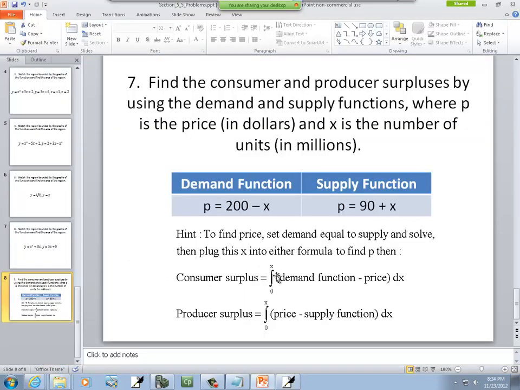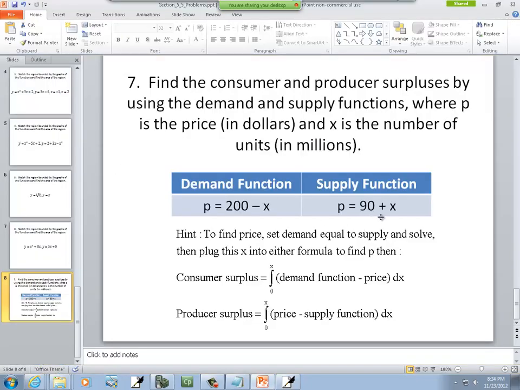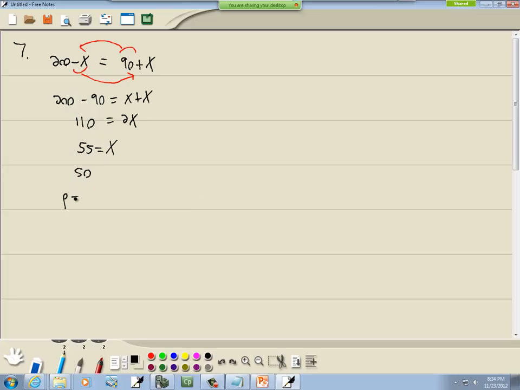Now that X we just found there is also what we're going to plug in the integration here. See the X for the upper limit? That's what we're going to put there. This is 55. And, okay. So then it says plug this into either formula to find P. Well, I'll choose this one, 90 plus X. So P is equal to 90 plus X. And we just said X was 55, sorry. So that gives us 145. So that's our price.